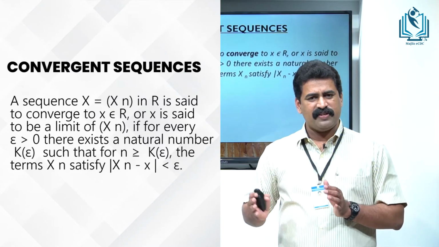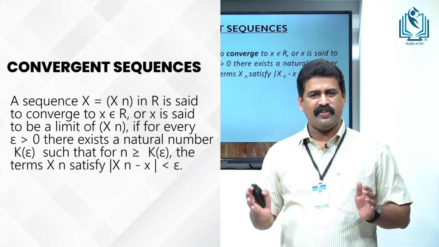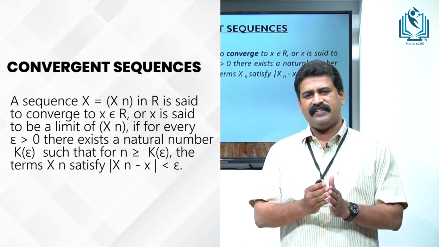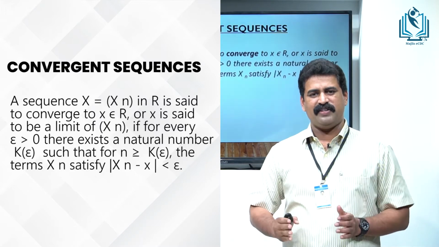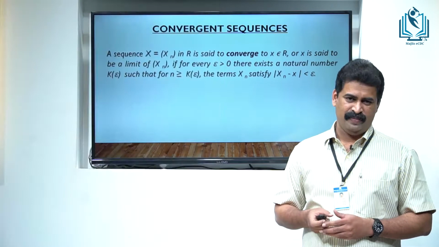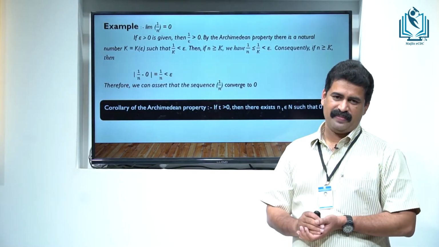That means for every epsilon greater than 0, there exists a natural number, a stage in the set of all natural numbers, we denote it by k of epsilon, such that the distance between xn and x, that means modulus xn minus x, is less than epsilon for all n greater than or equals k of epsilon. For example, limit of the sequence 1 by n equals 0.